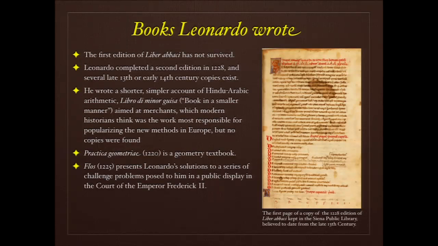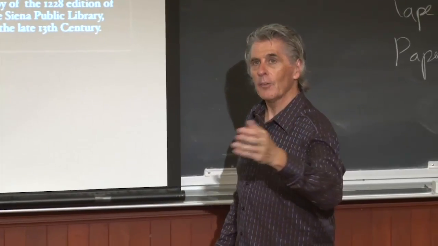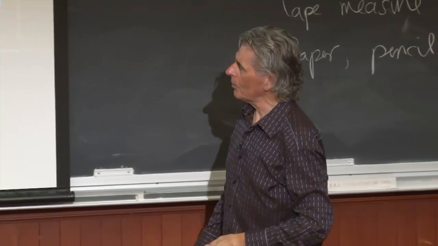Like all good game shows, he was clearly given the problem in advance. Right? But the fact is he actually got some incredible solutions, and he gives the solutions in a book that he presents to the emperor called Flos, the flower. So he's a famous guy then, and this is a demonstration of his ability. He was undoubtedly the best mathematician for many, many decades, if not centuries, at that time in history.